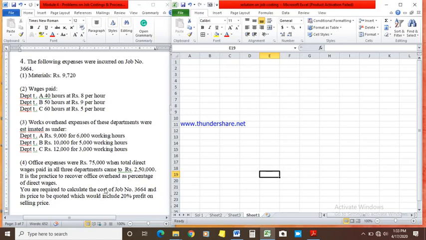You are required to calculate the cost of job number 3664 and its price to be quoted, which would include 20% profit on selling price. So here also, 20% profit on selling price, we need to find out what it is on the cost. So I'll just start preparing.